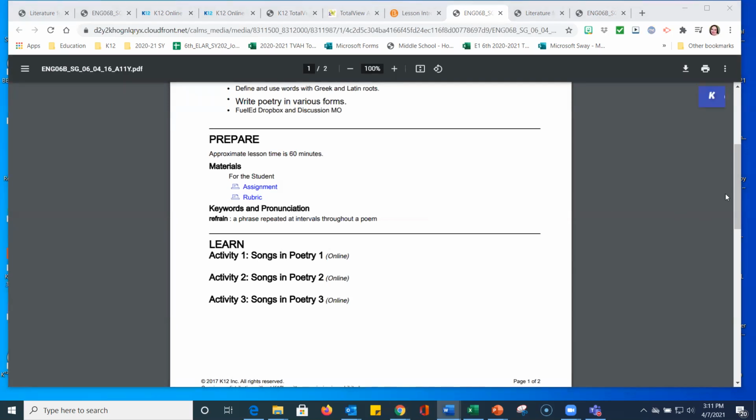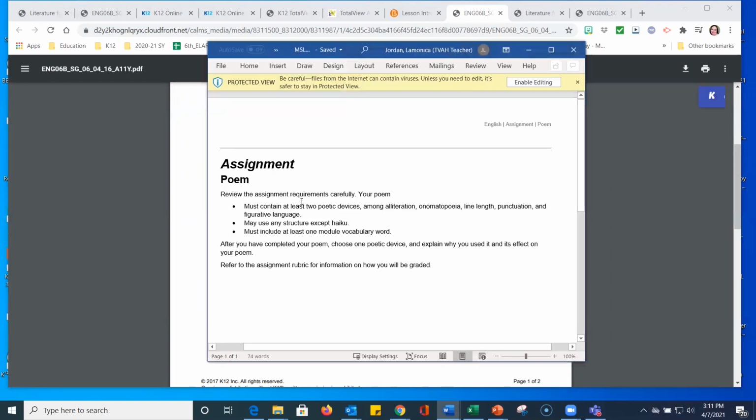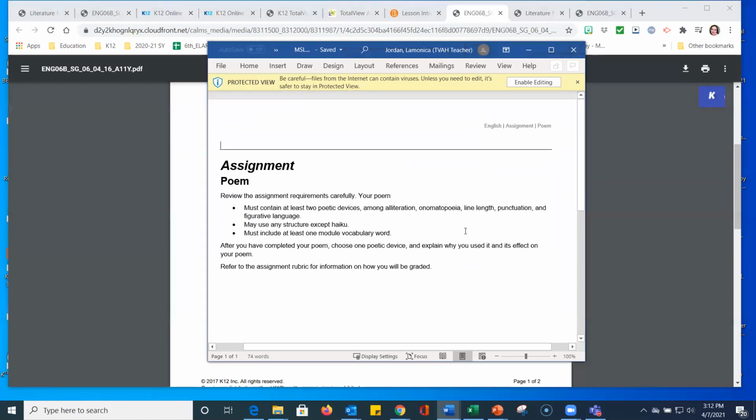It's actually opening up on my second screen, so I'm going to slide it over here so you can see it. It says, review the assignment requirements carefully. Your poem must contain at least 2 poetic devices among alliteration, onomatopoeia, line length, punctuation, and figurative language. Your poem may use any structure except haiku. Your poem must include at least 1 module vocabulary word. After you've completed your poem, choose 1 poetic device and explain why you used it and its effect on your poem. Refer to the assessment rubric for information on how you'll be graded.